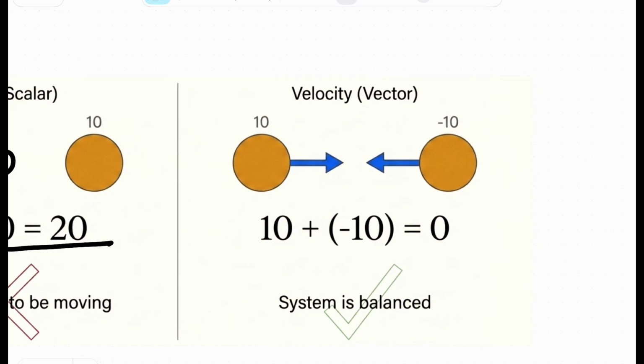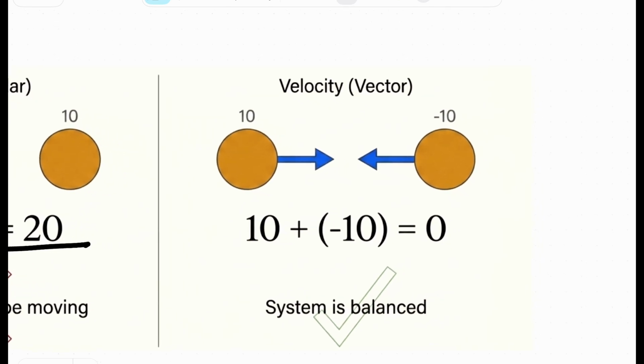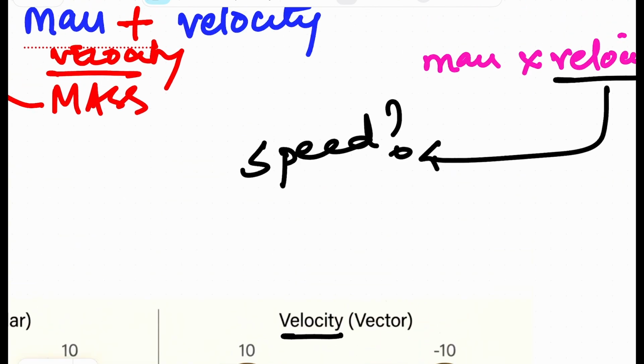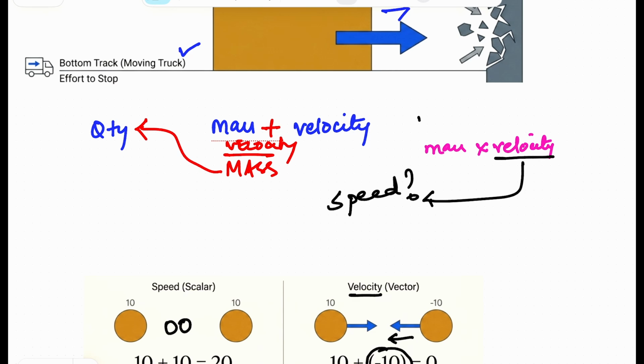What Newton did was he introduced direction into this equation. He gave a negative sign for an object that is moving towards the left. And now this system is balanced. So it shows that nature clearly cares about direction. Speed doesn't, but velocity does. And that is why this quantity called momentum is mass times velocity. Direction is built into the quantity itself.